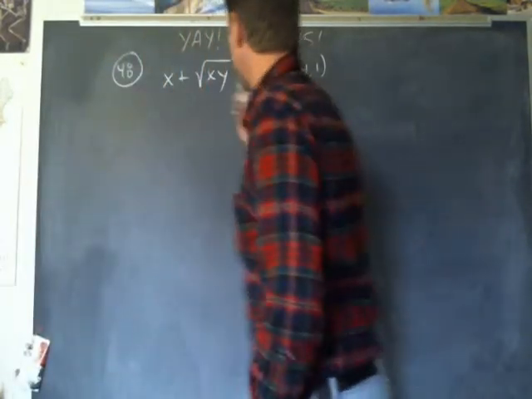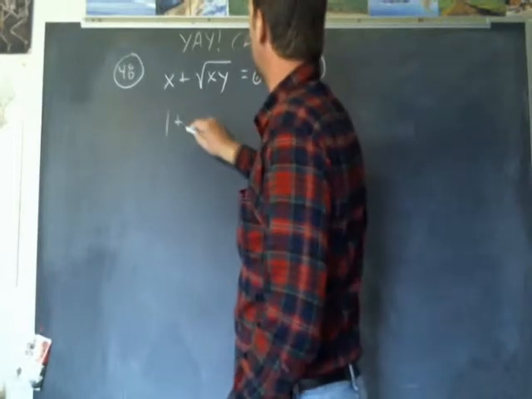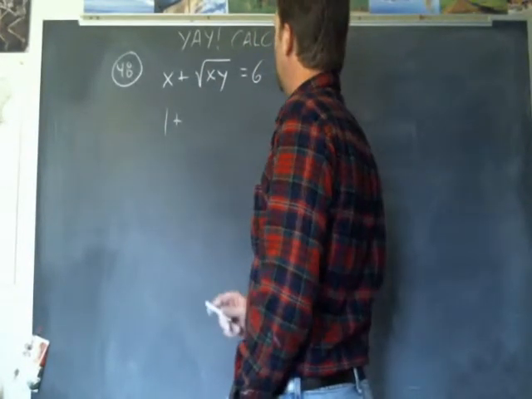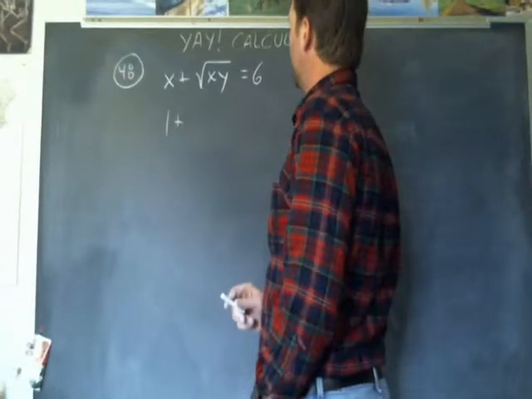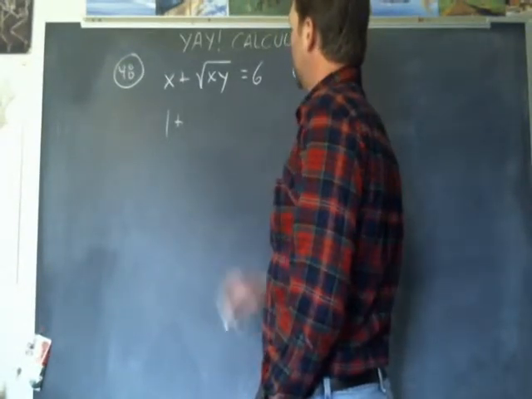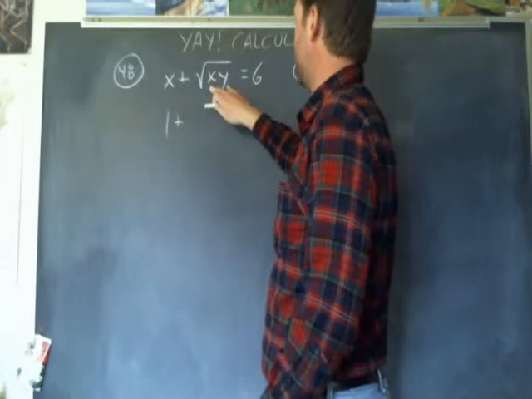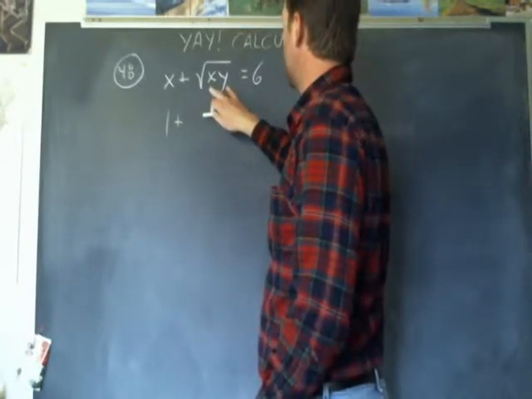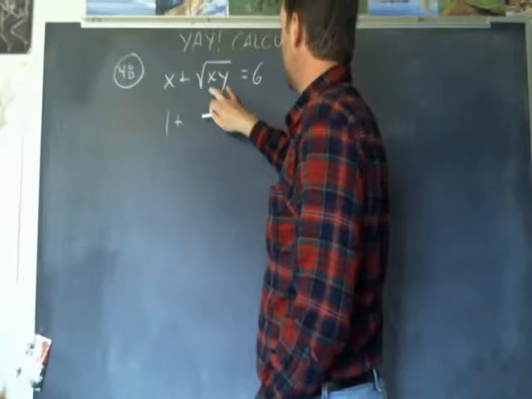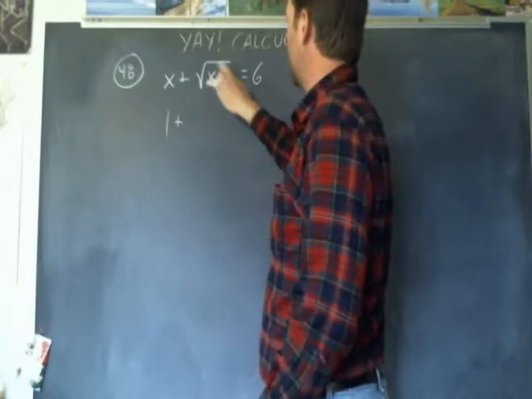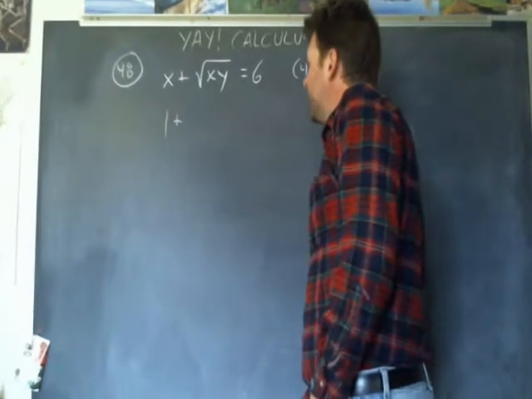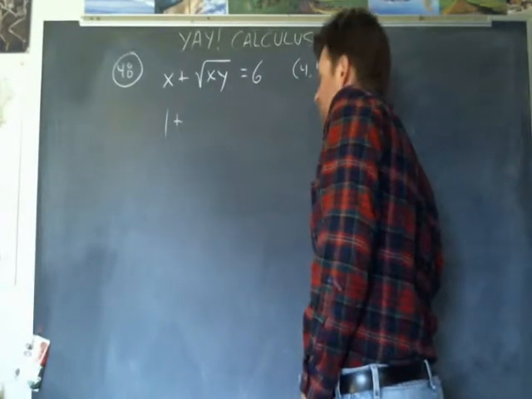So here we go, differentiating. Straight across: 1 plus all this to the 1/2. Let's see, how do we want to do this? We can do this as chain rule and product rule, or we could do it as x to the 1/2 times y to the 1/2. Kind of like that idea. But we'll do it both ways.